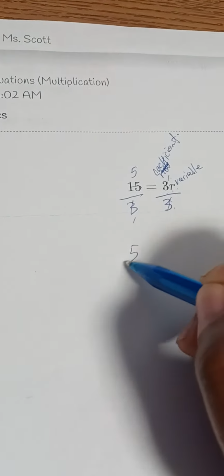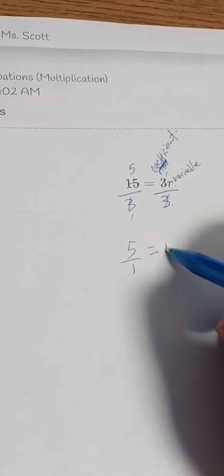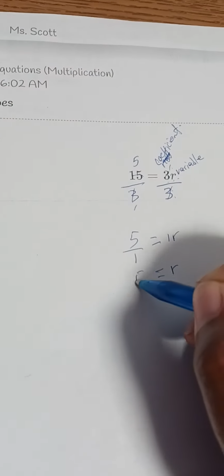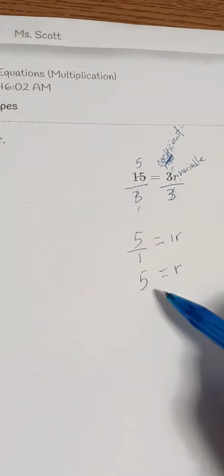How many groups of 3 are in 3? 1. How many groups of 3 are in 15? 5. So our answer for this is 5 over 1 is equal to 1r, or r. 1 times r is the same thing as r. So our r value is 5.